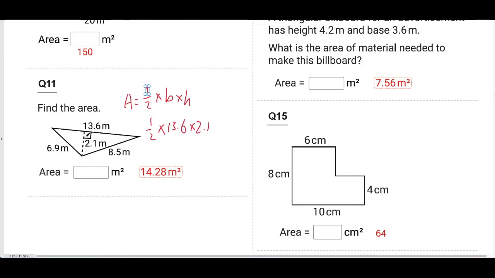Remember, the height is the line that forms a 90-degree angle with the base, okay? So these two numbers are there to trick you. If you use these numbers, you would have gotten them wrong, right? So remember, base is the 13.6, the height is the 2.1, because the height forms a 90-degree angle with the base. All right, so that's question 11 that half of you got right.